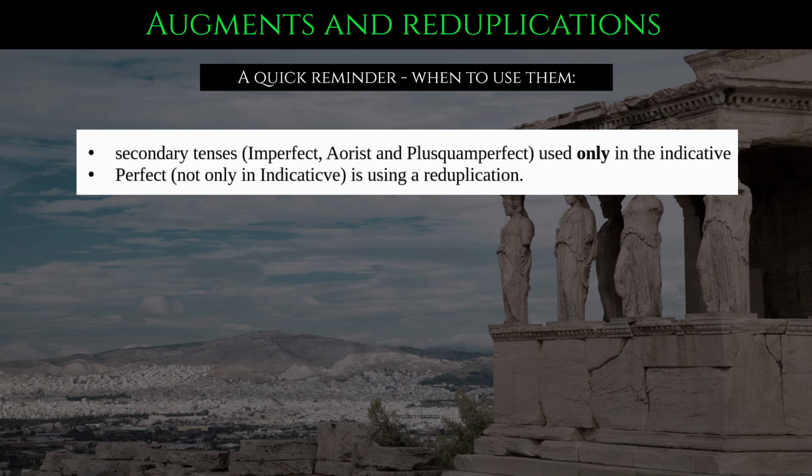Now, you may wonder again, what is with the perfect, which is clearly a historical tense? Well, the perfect does not use augmentation, but instead uses reduplication, and this not only in the indicative, but in general.